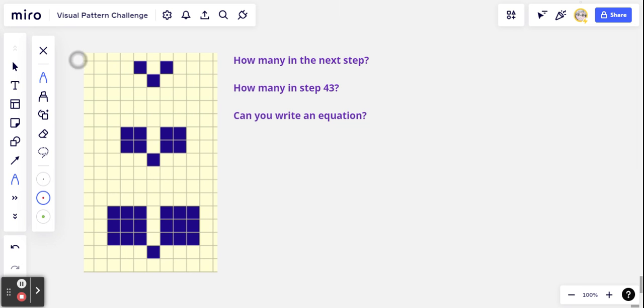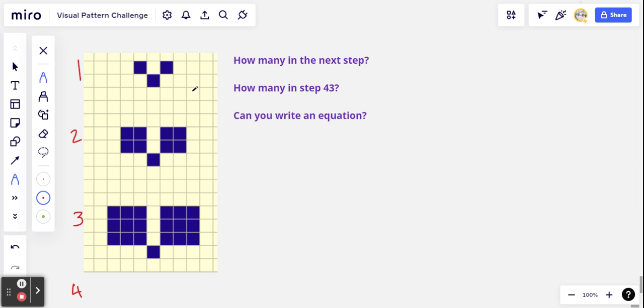Here's our pattern today. Here's step 1, here's step 2, here's step 3. Your challenge is to predict the number of squares in step 4. If you can do that, can you predict the number in step 43? And can you write an equation that could be used to predict the number of squares in any step at all? So that's the challenge. If you'd like to accept it, pause the video and see how far you can get.